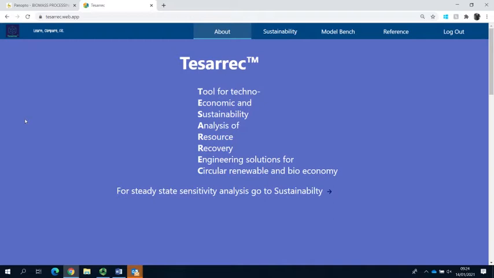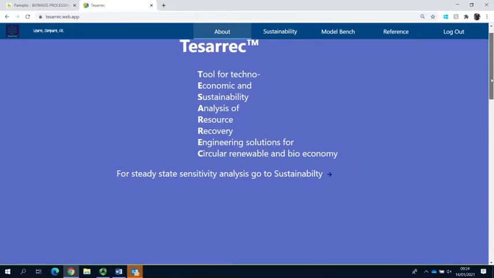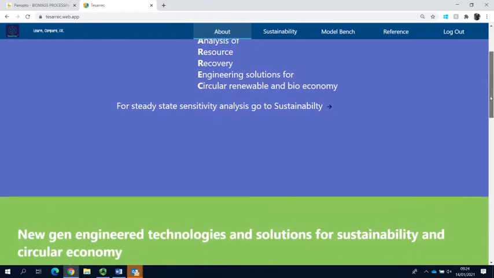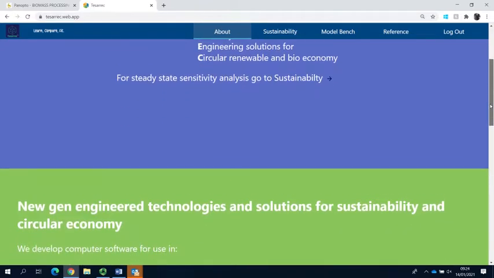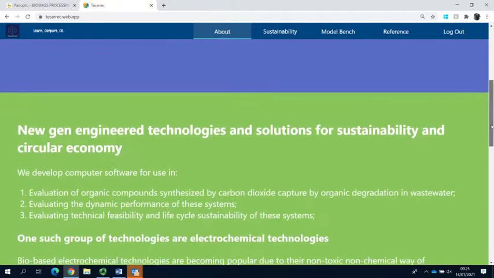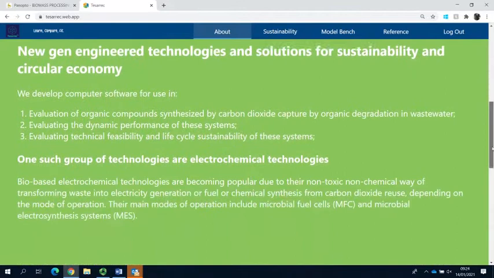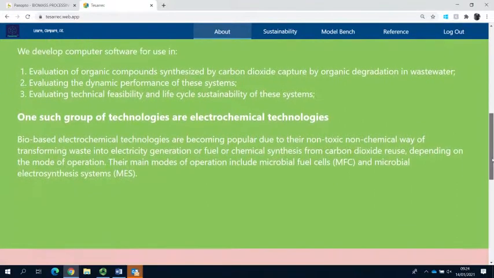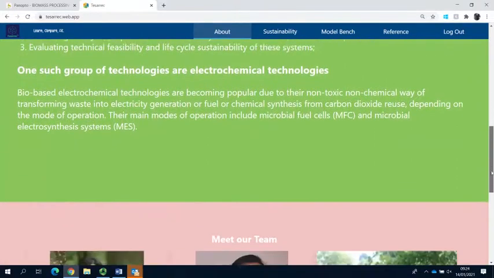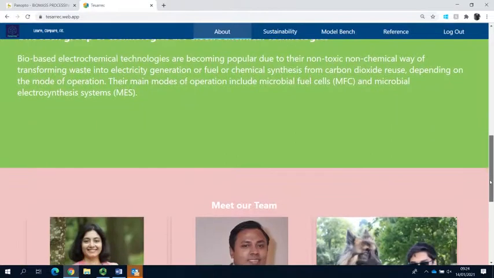TESARREC is an online resource to enable calculations to estimate technical, environmental, economic, and social performance assessment of renewable and bioeconomy systems. It has two main platforms, Model Bench and Sustainability. Model Bench, under development, will allow you to solve your own formulated set of equations of any kind.